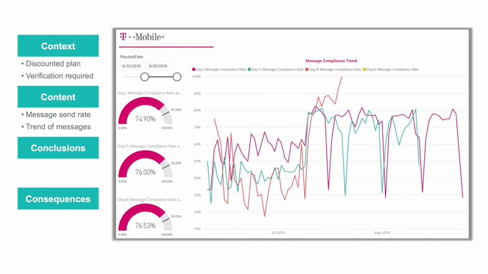For conclusions, we saw a low KPI, so we know that something is wrong. Looking back, we can see now that whatever happened in July fixed the problem. As for our consequences, we were able to see from the early KPI value that we needed to fix the messaging, so we tasked the vendor with fixing it.